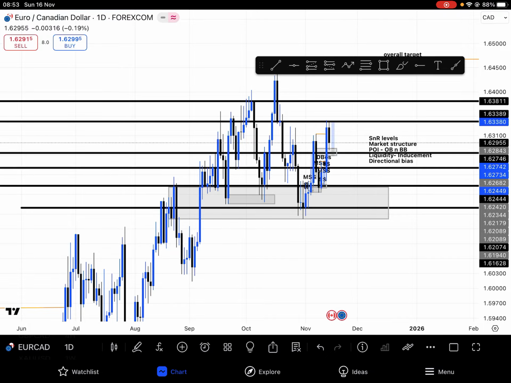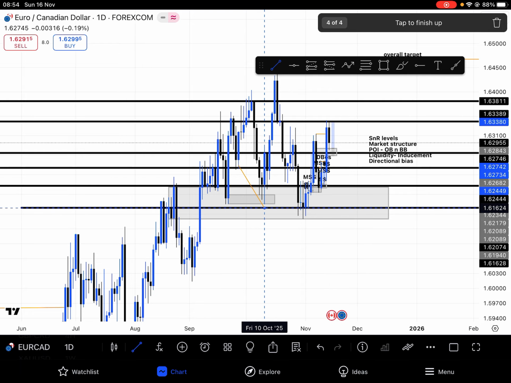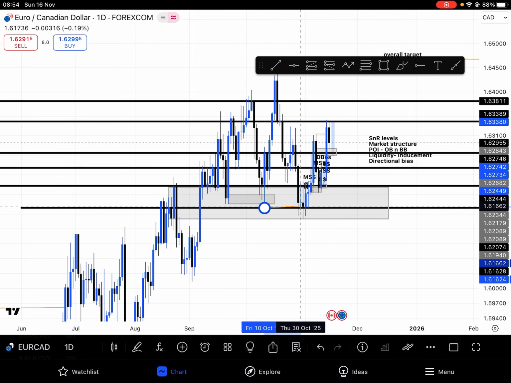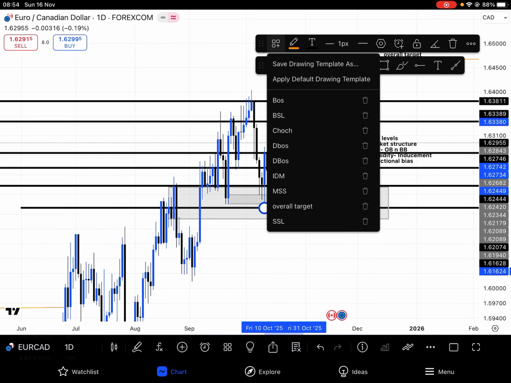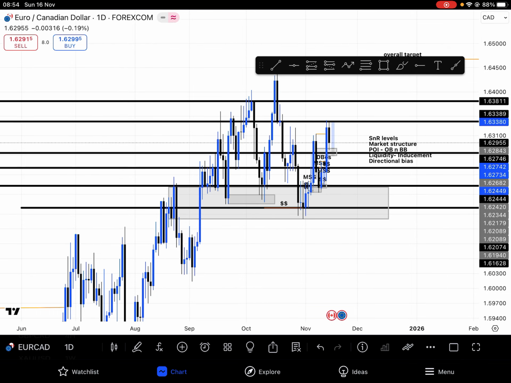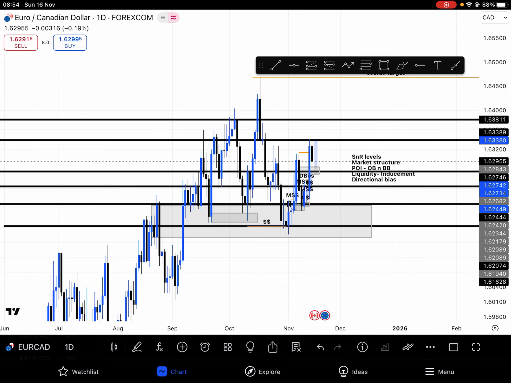So this breaker block was mitigated twice, was used to create this high here, and came down and created this other high. So I used this one as a sort of engineered liquidity for this new high that's going to be created now. Inducement. And then it's going to break this high here.